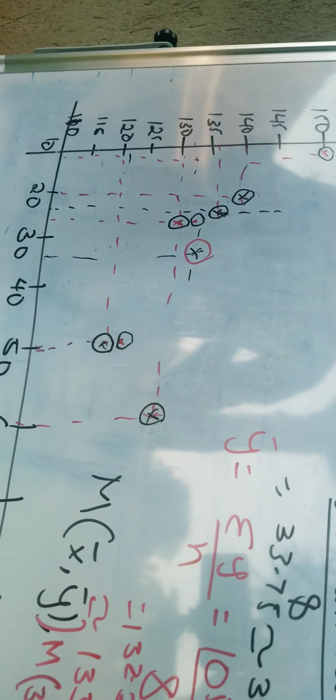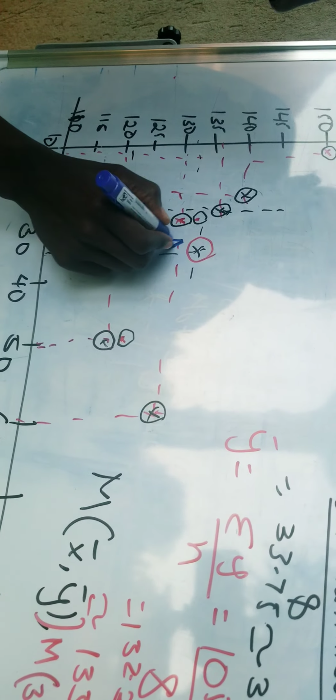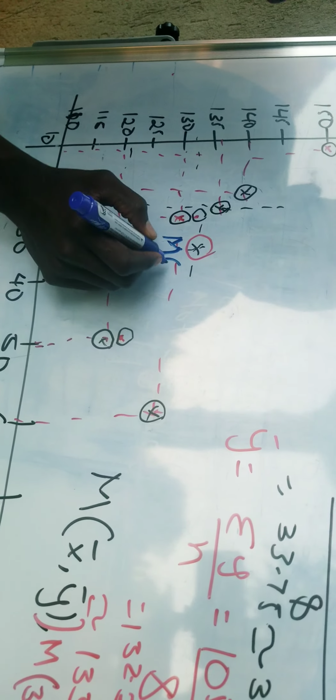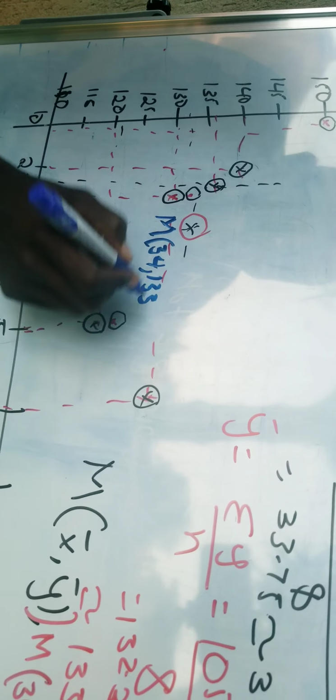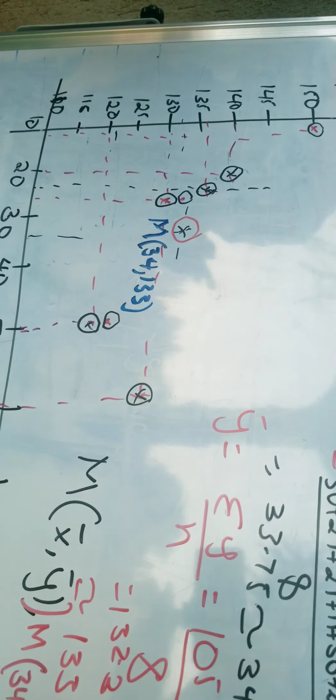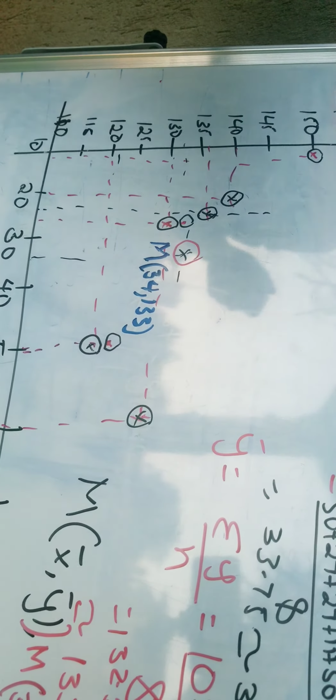Which point M are we saying? M is the average value point. You label it 34, 133. You do this if you are asked to draw. Then you get your ruler.